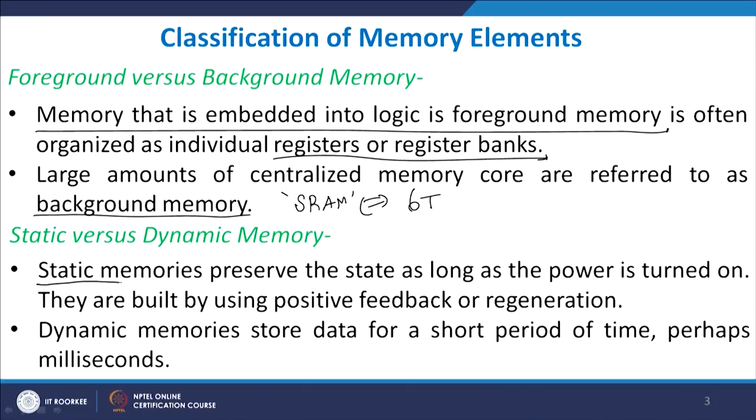Let us look at the static and dynamic memory difference. Static memories preserve the state as long as the power is on. When you take a shift register, or the register we are discussing till now, and switch off the power, your data is just gone, right? That is not true in the case of other memories, for example your background memory, your SRAM cell, or for that matter your hard disk in your computer, or even the flash memory in your pen drives. They preserve their state even when the power is off, right?